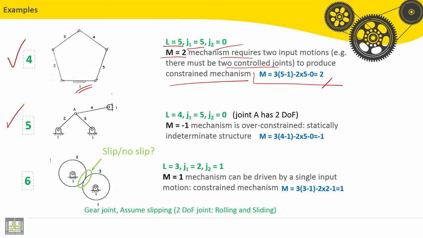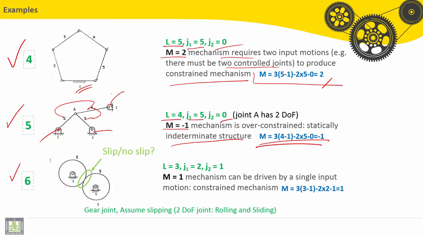Number 5, we have 4 links include the ground, first one, second, third, and fourth. Lower pairs, 5, rotation here, rotation here, rotation here, 3, rotation here, 4. This rotation in A, here, if we explain, between 2 and 4, we have one rotation, between 4 and 3, we have one other rotation. So in total, we have 5. Higher pair is 0. So M is equal minus 1. Mechanism is overconstrained, statically indeterminate structure.